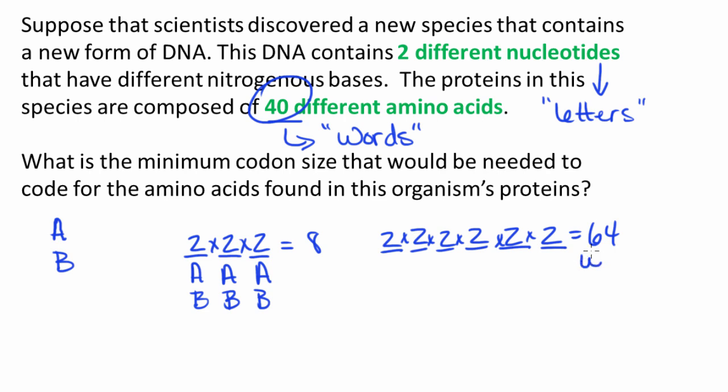So 64 words or 64 different codons that we could code for the 40 different amino acids with, and there would certainly be some redundancy there. But what this means is that our minimum codon size is really going to be 6, because that's the smallest number that we can read together to give us at least 40 different combinations. Now, if the codons were bigger than that, if they were 7 letters or 8 letters, that would certainly cover the 40. But what we're looking for here is the minimum codon size that could be used to code for the 40 different amino acids in this particular species.